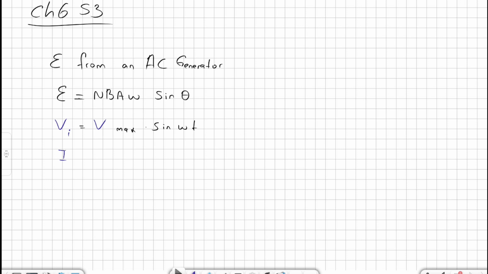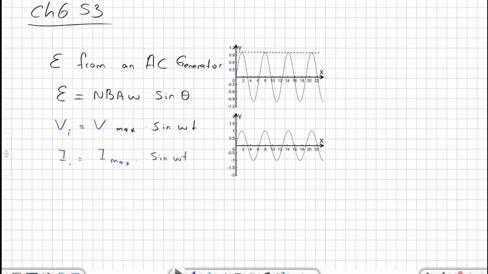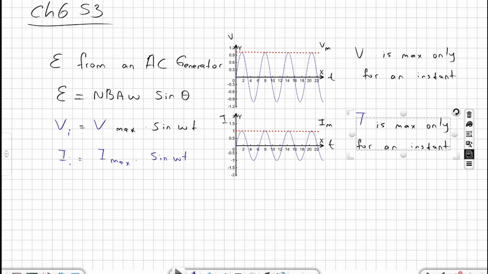And if the potential difference changes as a sine function, the current also changes as a sine function. So the instantaneous current will be equal to maximum current multiplied by sine omega t. Let's have the sine graph for both potential difference and current. The upper side is for the potential difference. As time passes, V changes as a sine function. The red dot determines the maximum values of the potential difference. Current, again, changes as a sine function, and as time passes, it is always changing, and the red dot again determines the maximum value. V is maximum only in an instant, and current is also maximum for an instant only.